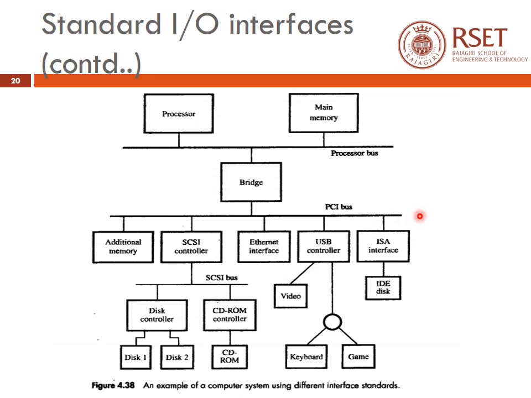Inside a motherboard I can have one or more expansion buses. Here I have the PCI expansion bus, then again I have the SCSI expansion bus. Different numbers of expansion buses are possible. On the PCI bus I have the Ethernet interface, the ISA interface, etc. On the SCSI bus I have the disk interfaces. So this is how I can use different interface standards inside a computer system for connecting different kinds of IO devices to my processor. And they are called the standard IO interfaces.